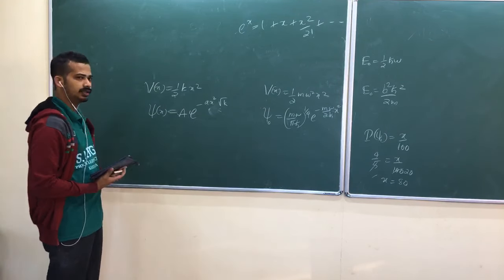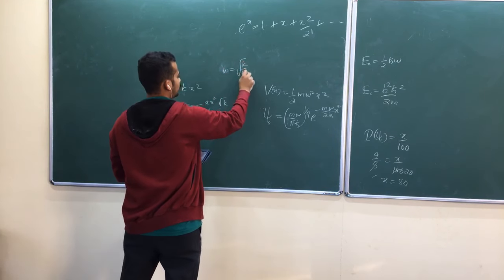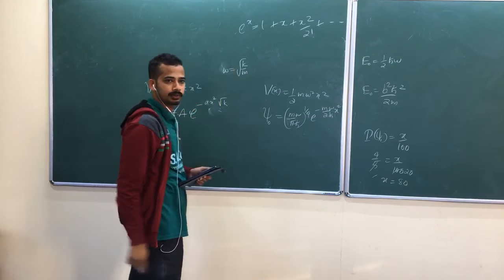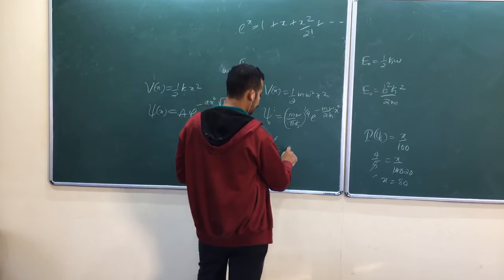If k is quadrupled, then omega will be doubled. Omega is equal to root of k by m. Mass will be constant. If k is 4 times, omega will be doubled. Am I right? So now this is your initial wave function. What is your final wave function? Final ground state wave function when omega is doubled.